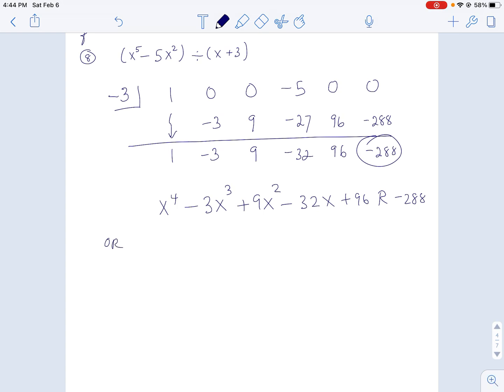And there's an alternative way to express this. The beginning stays the same: x to the 4th, minus 3x cubed plus 9x squared, minus 32x plus 96, minus 288 over x plus 3. Okay, hope you're able to understand all that.